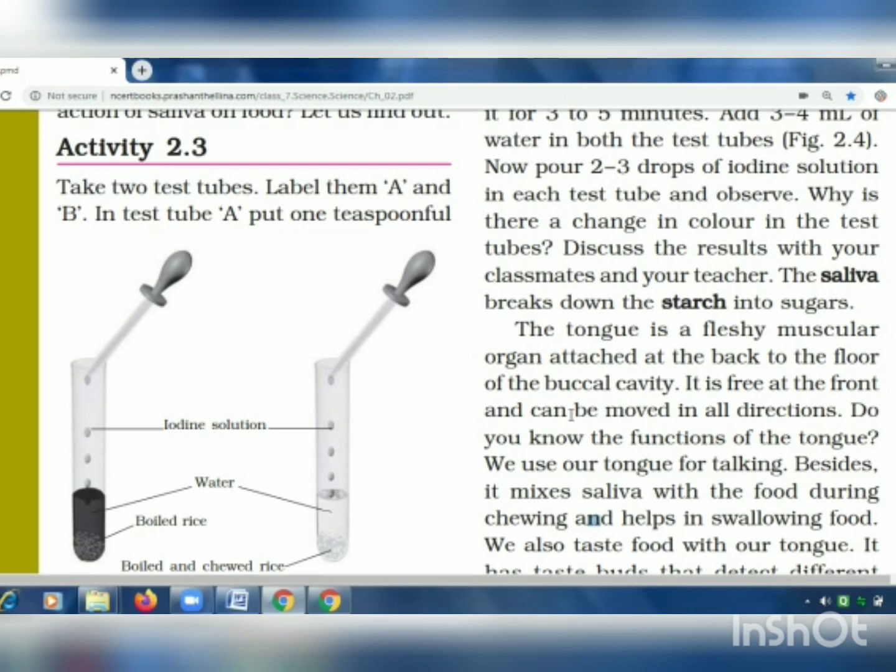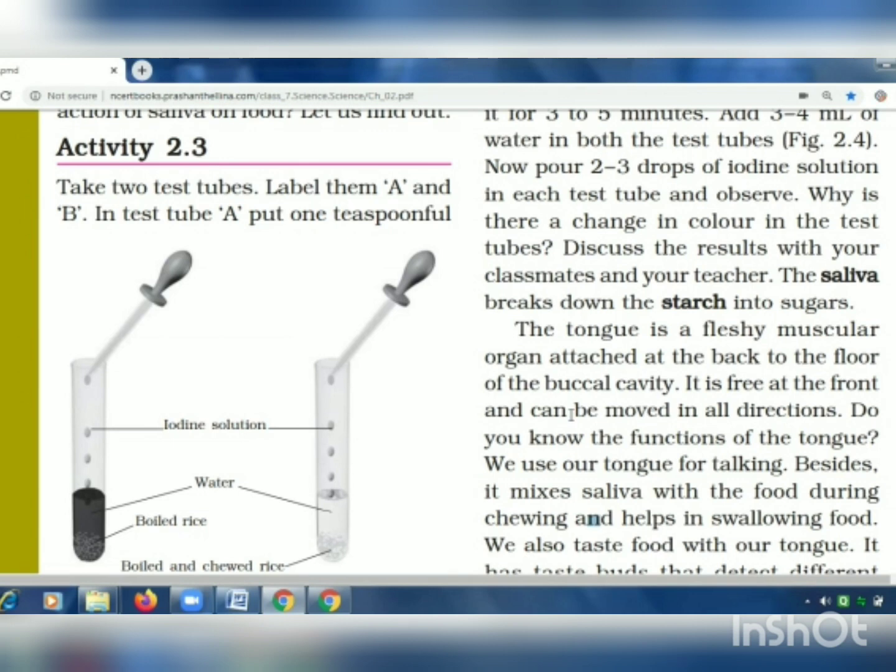Now in this activity 2.3, you have to take two test tubes. One you label A, another you label B. In one of the test tubes, you'll keep boiled rice. You'll cook the rice and keep that cooked rice in the test tube. And in the other test tube, you'll chew the rice with your mouth, and then keep that chewed boiled rice in the test tube.